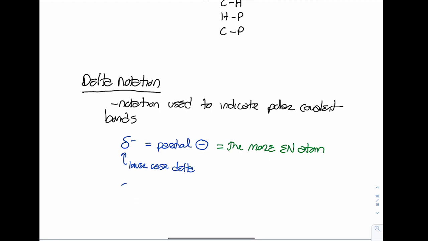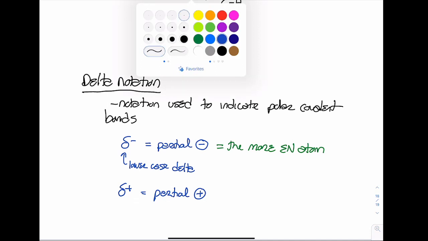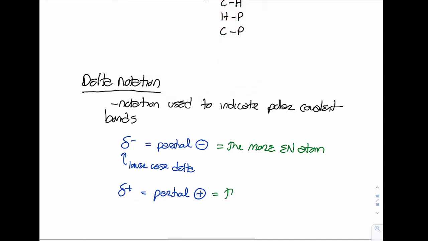And then our second part is we're going to have our partial positive. That's going to be the other atom in the bond. So delta symbol again with a positive charge. This is going to be the less electronegative atom. Right? The bonding electrons are further from it. It still has a share, so it's not positive, right? It hasn't lost them. It's just kind of positive because the electrons aren't as close to it as it is to the partial negative atom.